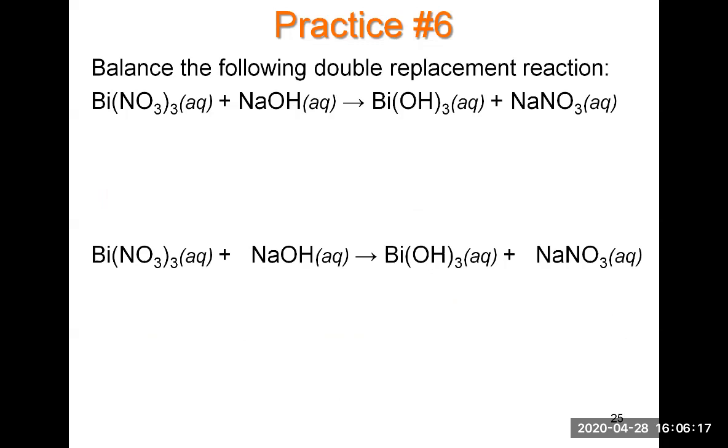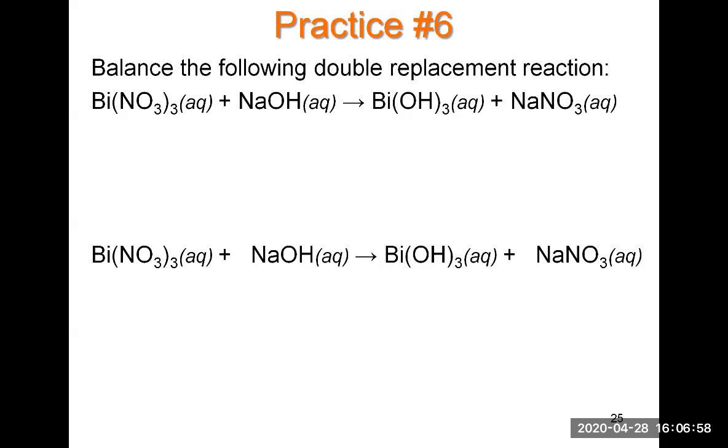So let's practice more with this double replacement reaction, where we have bismuth nitrate and NaOH gives bismuth hydroxide and NaNO3. So Bi is the bismuth. Let's count the ions. These are all ionic compounds, so we will count the ions, and we will keep polyatomic ions as one unit and count them as one, as if they were one thing.